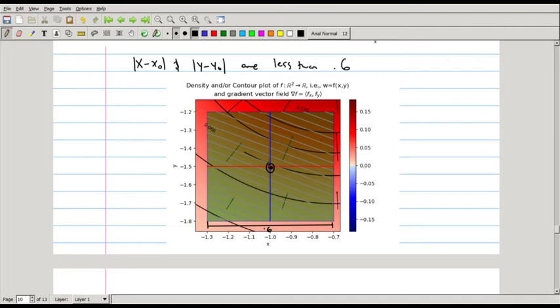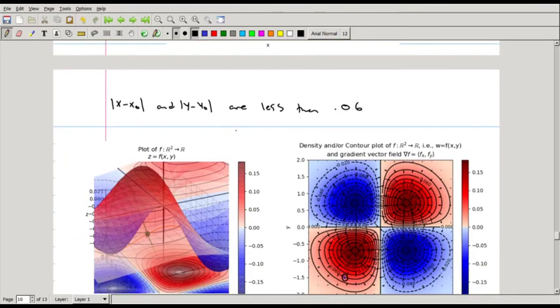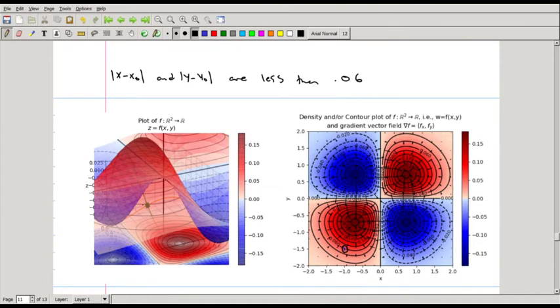So let's zoom in by a factor of 10 here, and consider when x minus x naught and y minus y naught are less than 0.06. This is going to give us a much smaller tangent plane, which is visualized on the left here. And also our linearization region is much smaller. I've circled it here in the plot so that you can see it, but it's a much smaller region.